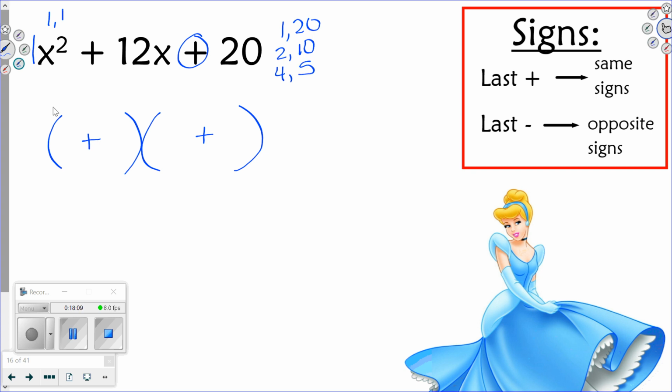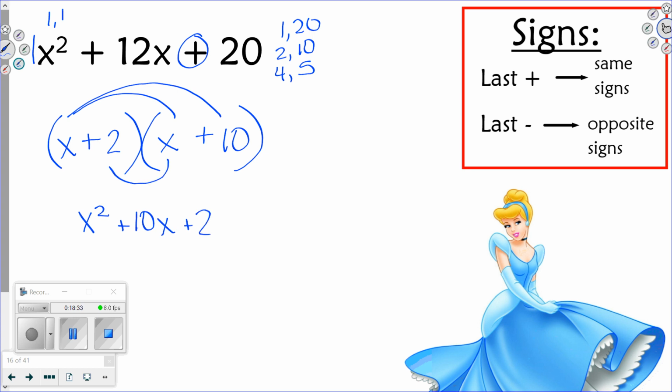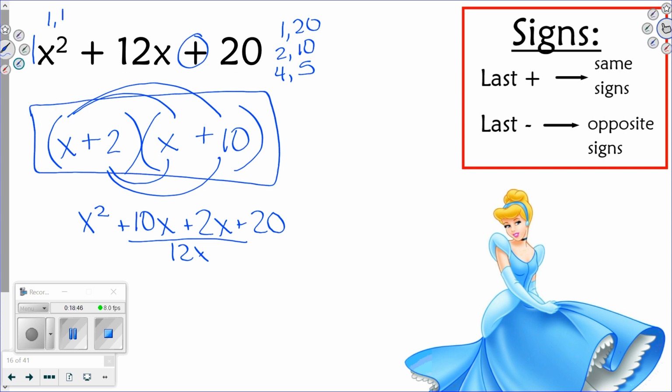Thank you for a nice organized list. Appreciate that. All right, so options for A was just 1 and 1. So 1x and 1x. 1 and 20, 2 and 10, 4 and 5. 2 and 10. All right, if we check, we get x squared plus 10x plus 2x plus 20. In the middle, that gives me 12x. Did it work? Yep.